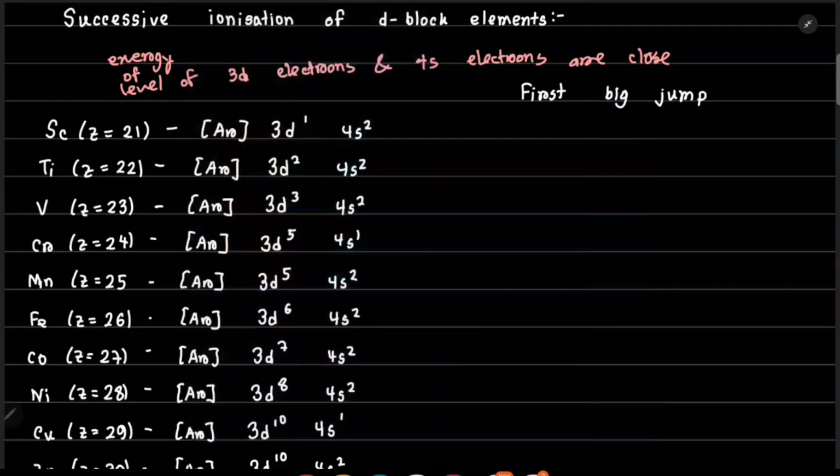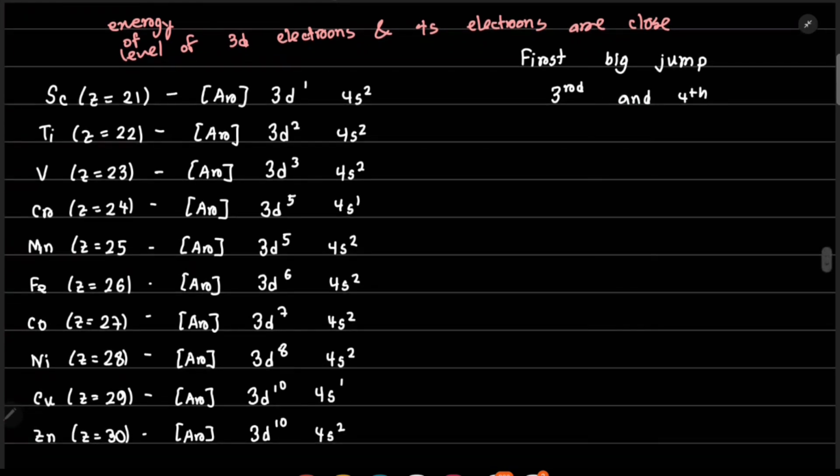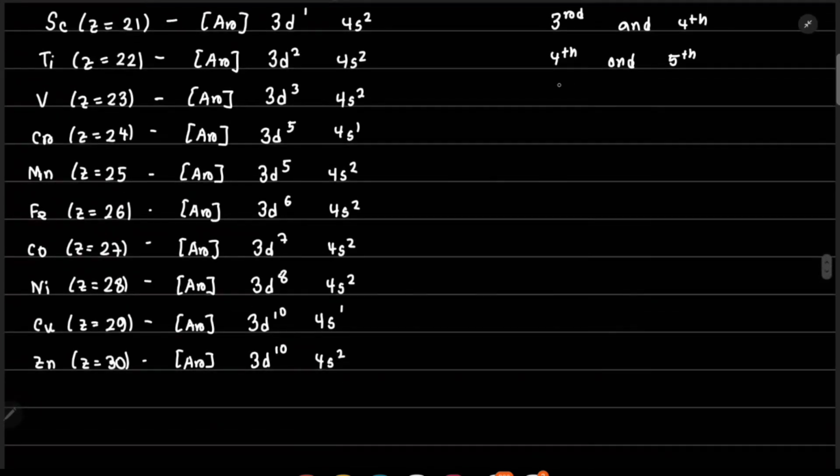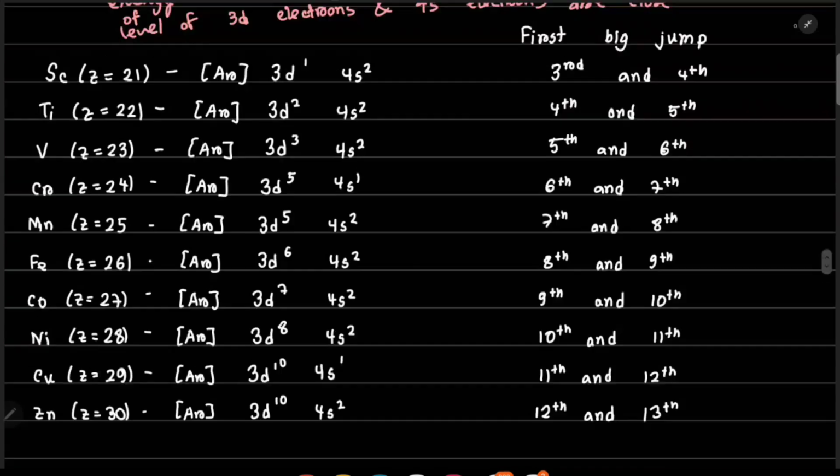So for scandium, the first jump, instead of being between the second and third, is actually between the third and fourth. And for titanium, it's between the fourth and fifth, and this will go on. So fifth and sixth for vanadium, sixth and seventh for chromium, and so on. And this trend goes on until the 12th and 13th for zinc.